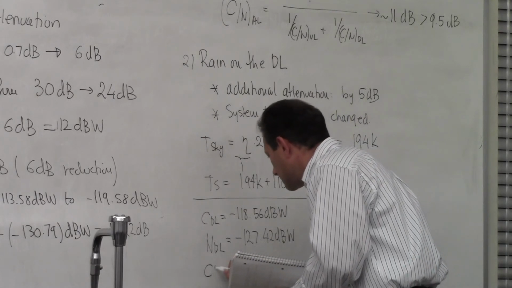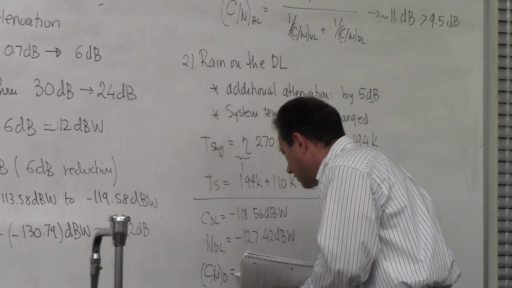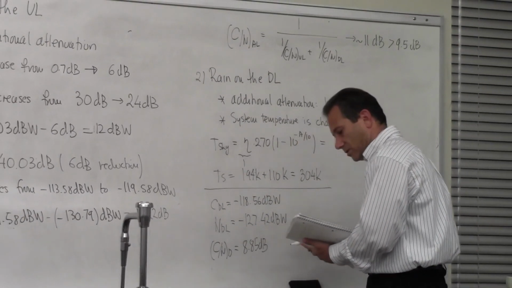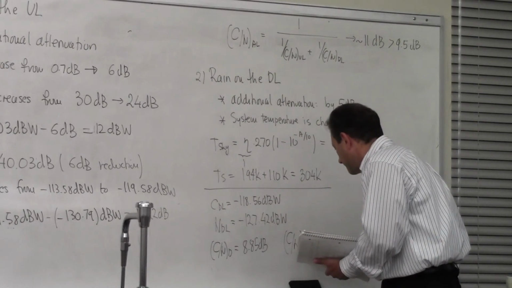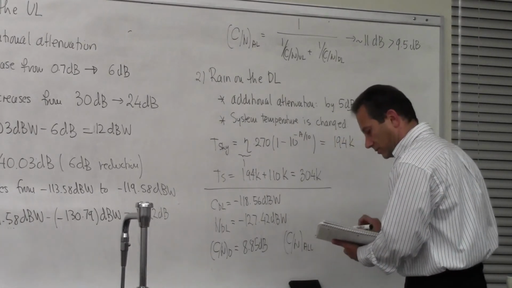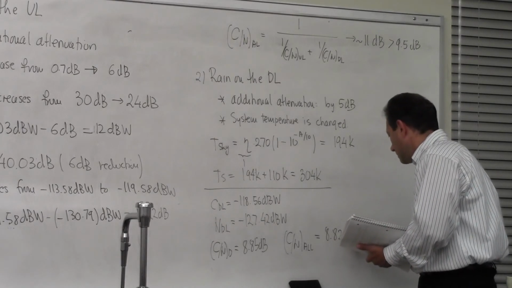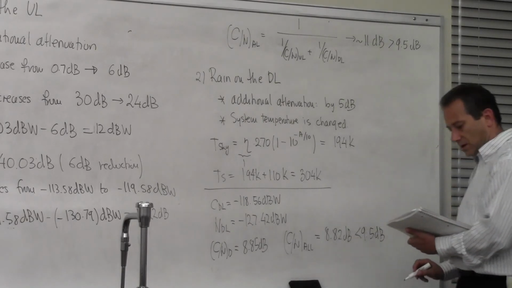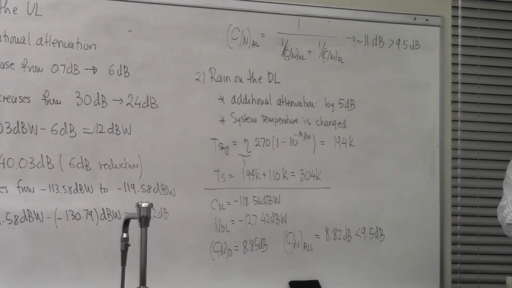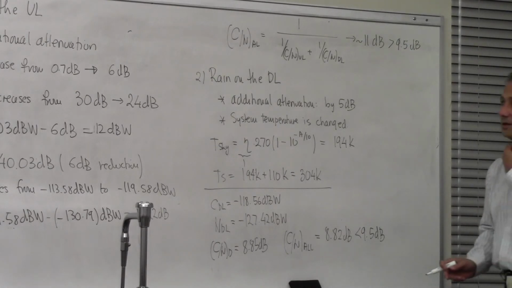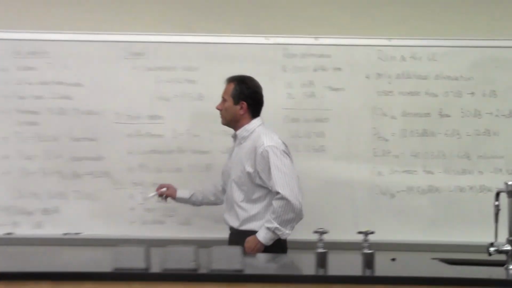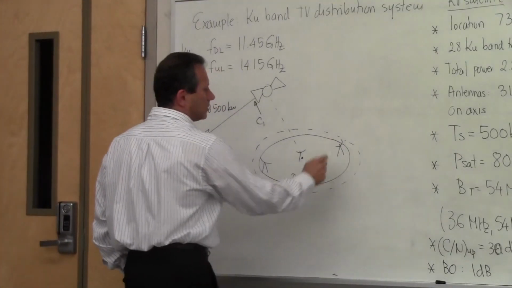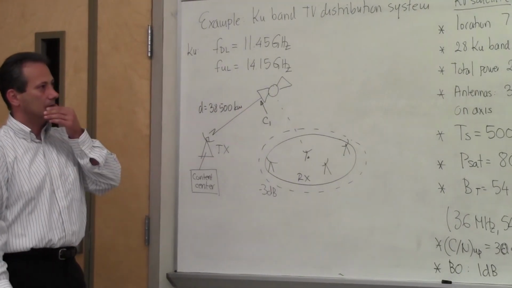And this gives me C to N on the downlink of just 8.85 dB, which gives me C to N overall equal to 8.82 dB, which is smaller than 9.5 dB. So in this case, having rain on the downlink actually causes some outage. And where is that outage going to happen? It's going to happen for some of these guys on the outskirts. Your coverage contour is going to shrink some, right?